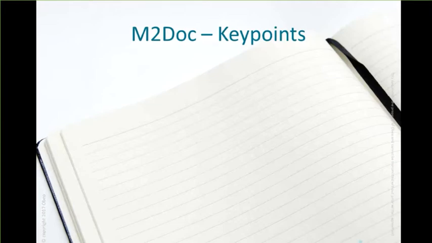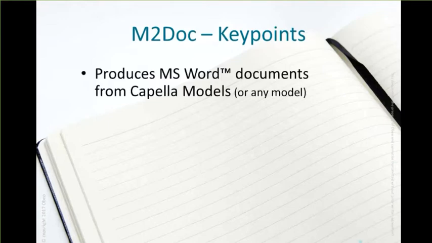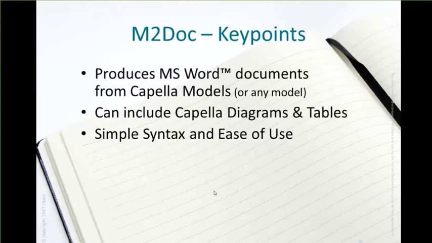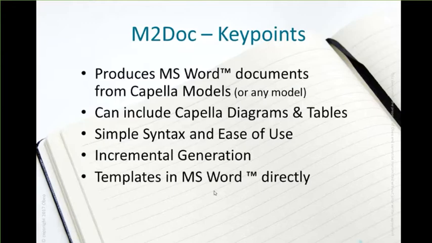I want to conclude with a few key points about M2Doc, and then we can go to the questions. So, some things to remember about M2Doc: it produces Microsoft Word documents from Capella models, or actually any model. It can include Capella diagrams and tables. It has a simple syntax and it's quite easy to use. It supports incremental generation. Templates are written in Microsoft Word directly.